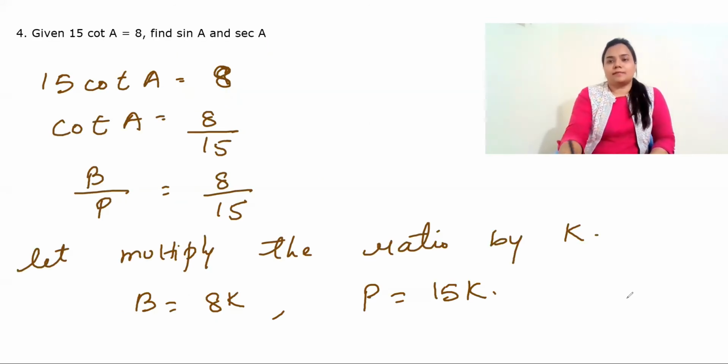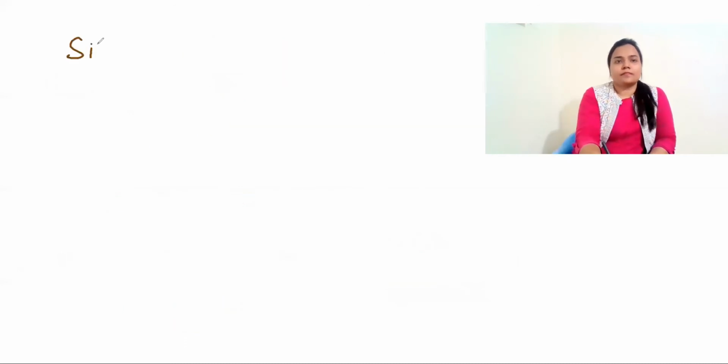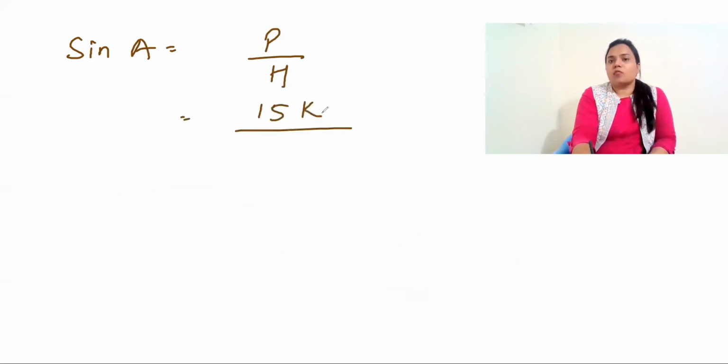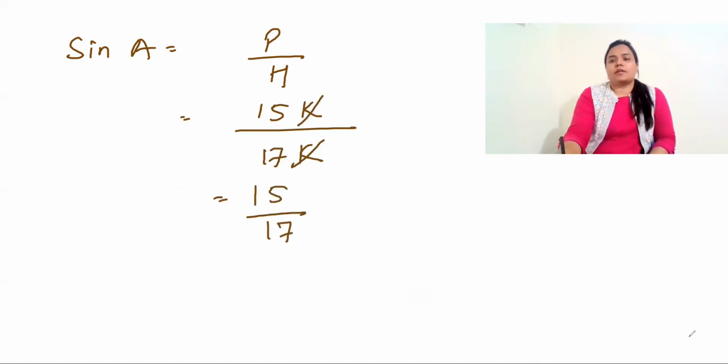First is sine A. So sine A is what? P by H. What is P? 15K. What is H? 17K. K and K cancel. The answer is 15 upon 17.